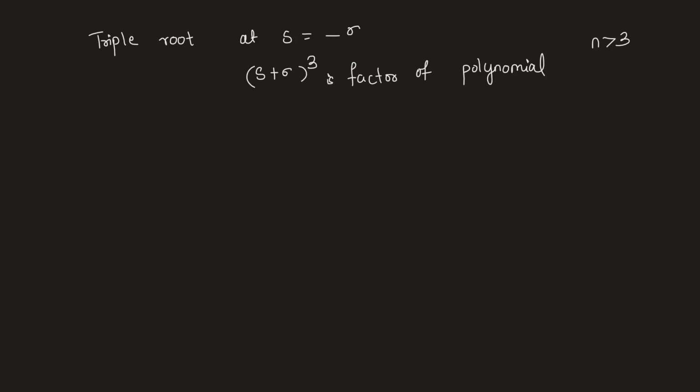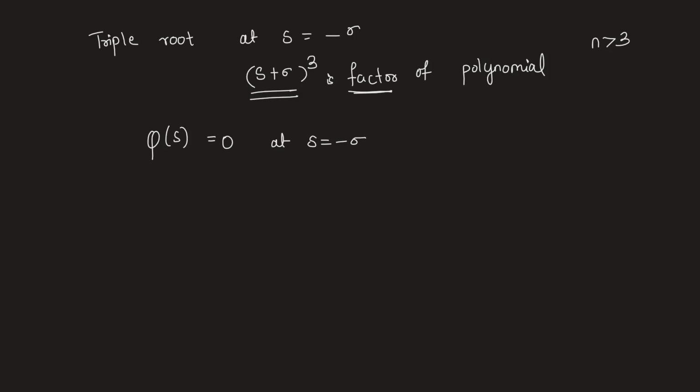Let's find out. Now it is given that the polynomial has a degree n greater than 3 and it has a triple root at s equal to minus sigma, and therefore we say that (s plus sigma) to the power 3 should be a factor of the polynomial. As this is a factor of the polynomial, phi(s) should be equal to 0 at s equal to minus sigma, because that's the definition of a polynomial being a factor of the other polynomial. Now we need to find out whether the derivatives are 0 or not.